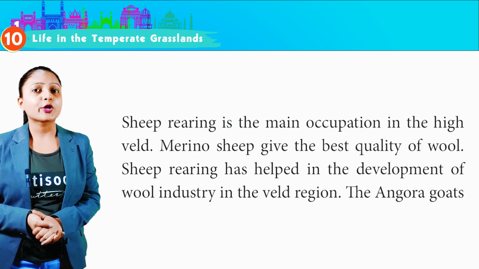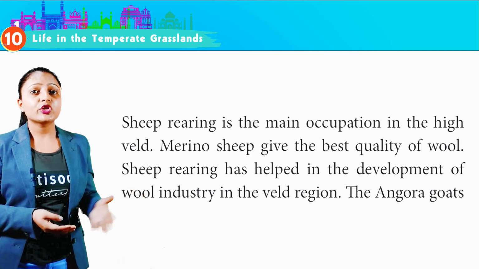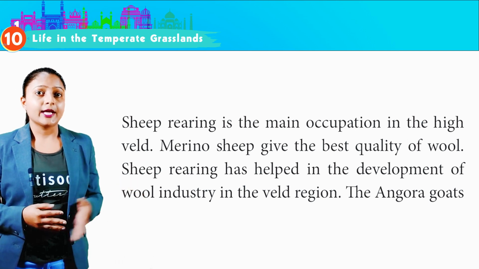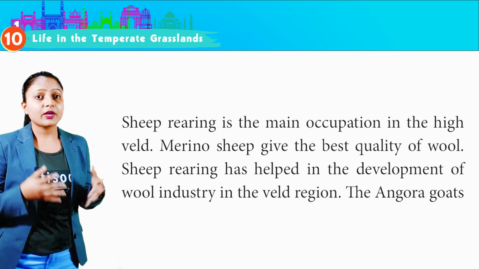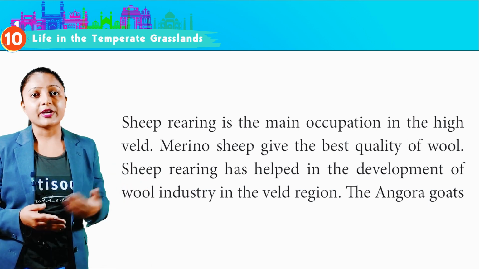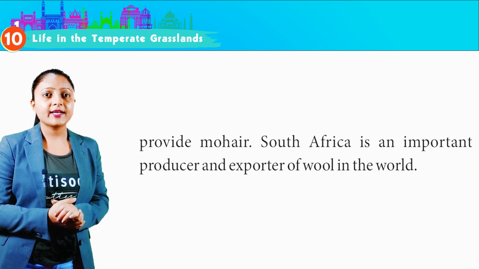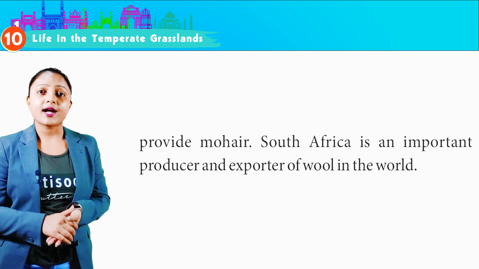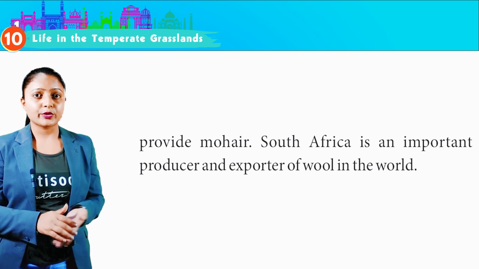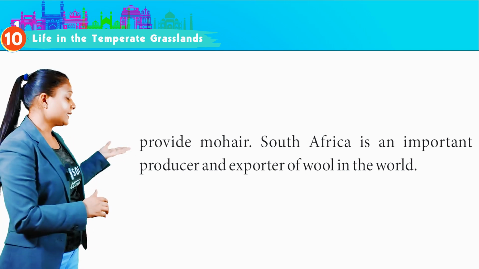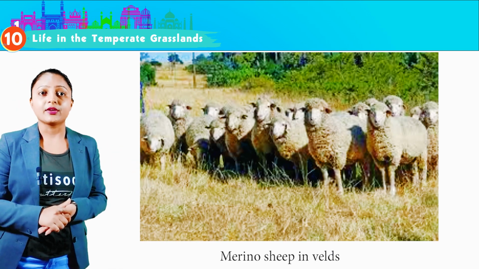Sheep rearing is the main occupation in the High Veld. Merino sheep give the best quality of wool. Sheep rearing has helped in the development of the wool industry in the Veld region. The Angora goats provide mohair. South Africa is an important producer and exporter of wool in the world. This is the image of Merino sheep in Wales.